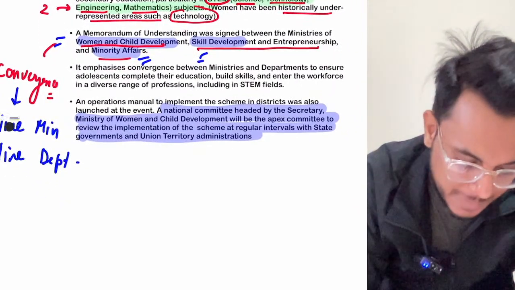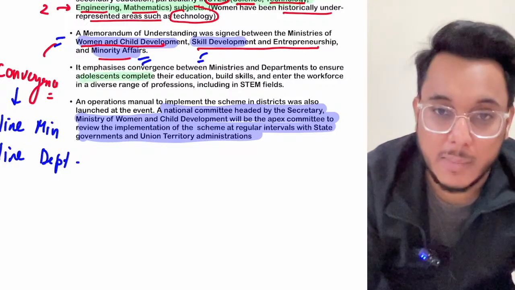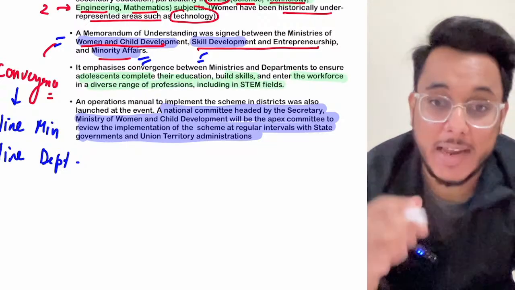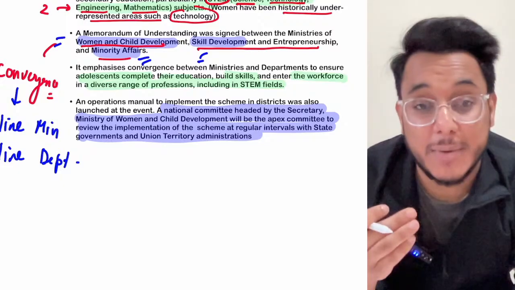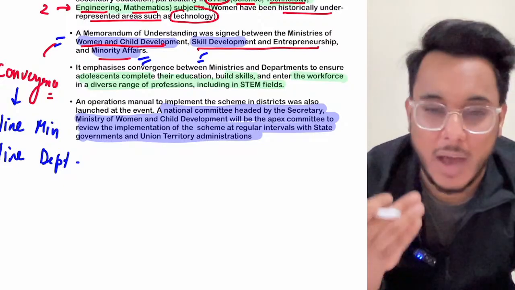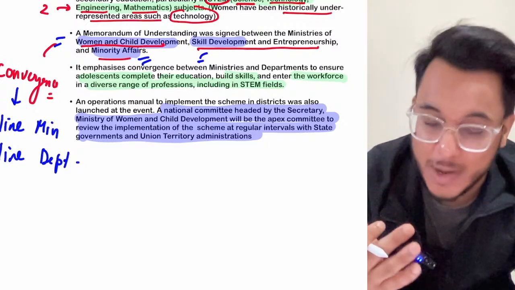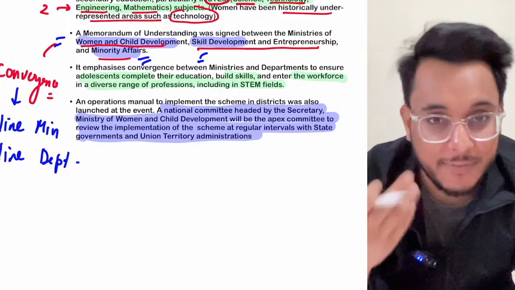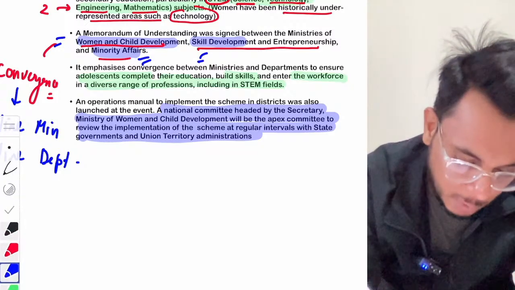Okay, now the basically scheme emphasizes that adolescent girls, they complete their education, they build the skills and they enter the workforce. Okay, even when we talk about, guys, the women labor force participation rate over the years have not been very much good. Around 25% is the women labor force participation rate in India, okay, as per the periodic labor force survey. So that is also to be improved if they will be given the skills and if they can enter the workforce. Fine.